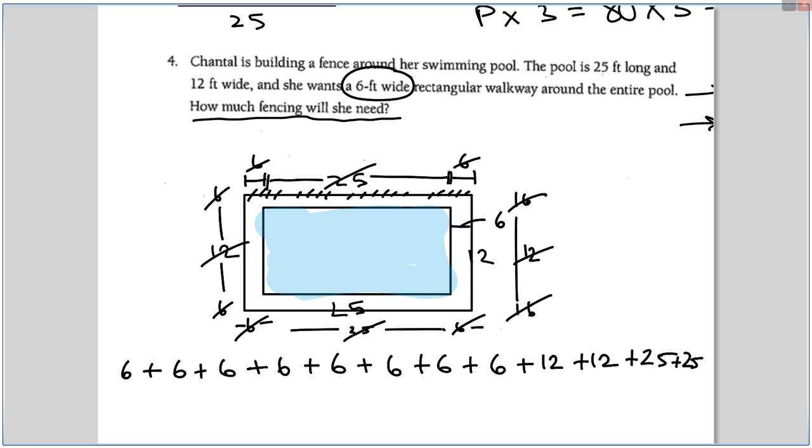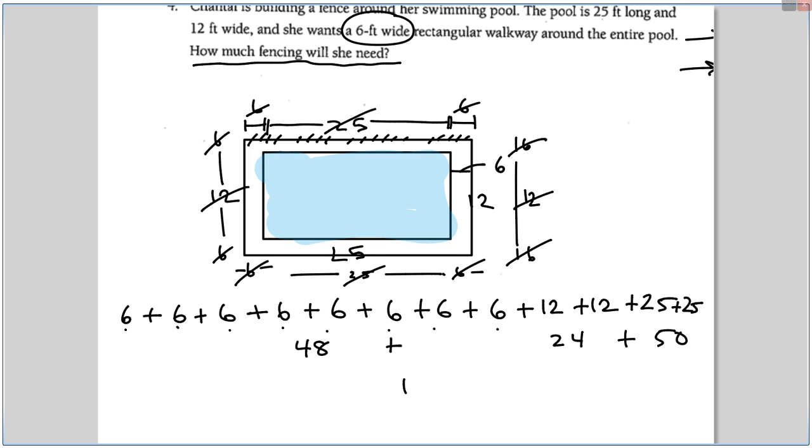Alright, so 1, 2, 3, 4, 5, 6, 7, 8. 8 times 6, 48. This is 24, this is 50. Adding all these up, 48 and 24 and 50. 122 feet perimeter.